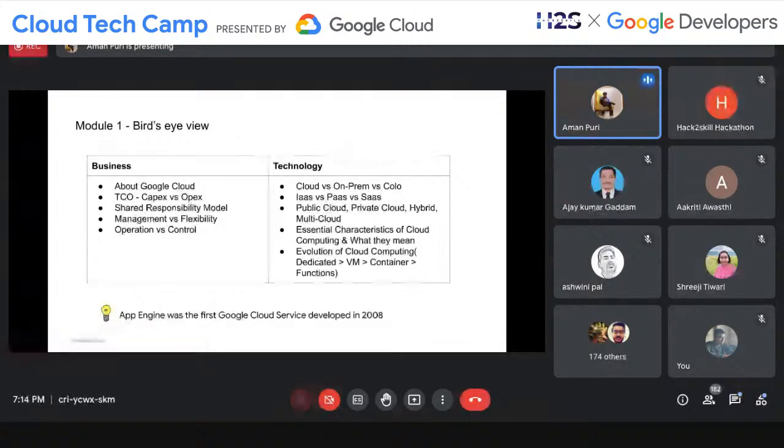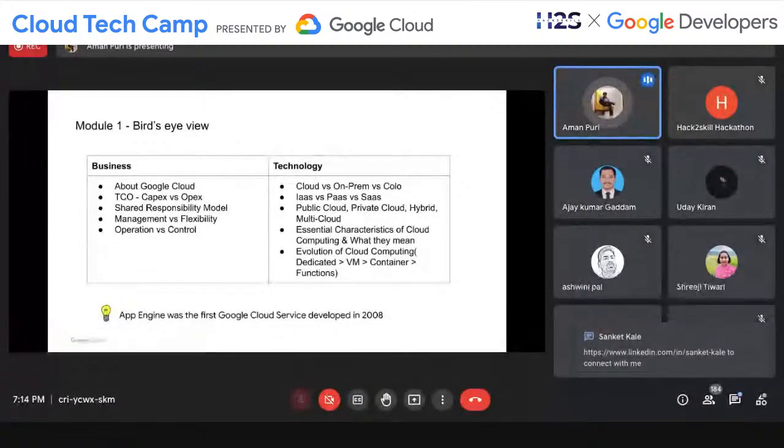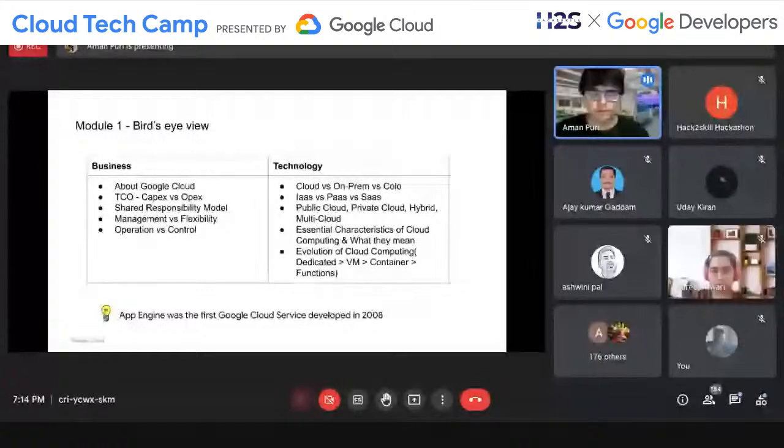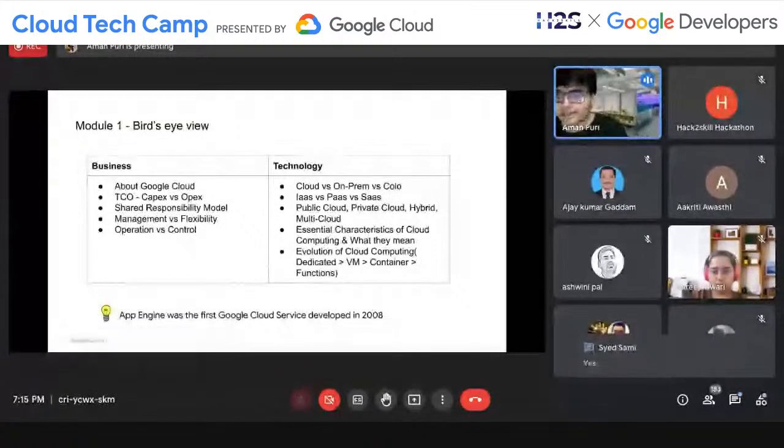We understand much further. For those who've done the modules, they might already know what exactly this is, or have a bit of the fundamentals of cloud. We'll talk about the different kinds of cloud options we have: public, private, hybrid, or multi-cloud, the different characteristics of cloud computing and what they mean, and how cloud computing has changed. It has evolved from dedicated infrastructure to virtual machines to containerization as a solution, and then to serverless environments and functions.